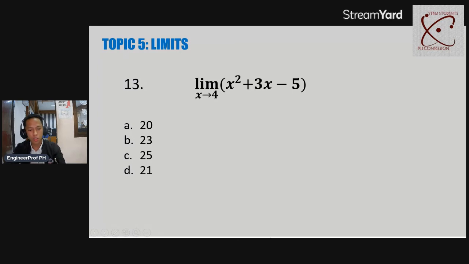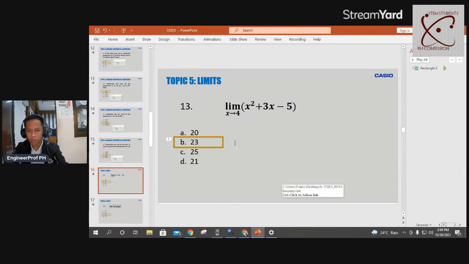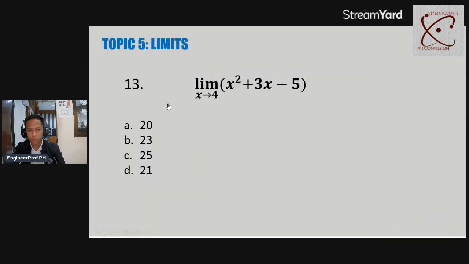So, let's go here to our 13th problem. So for the 13th problem, ang ating isosolve ay limits. Okay, so this is the topic under differential calculus. So dito ma-derive natin yung concept of derivative. So here, we are required to get the limit.